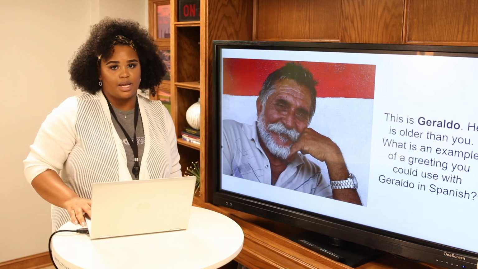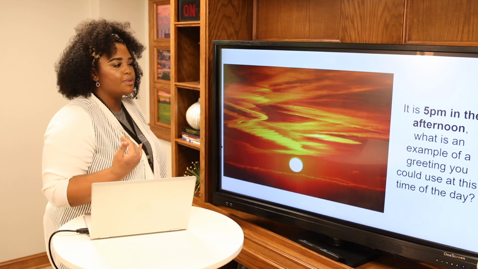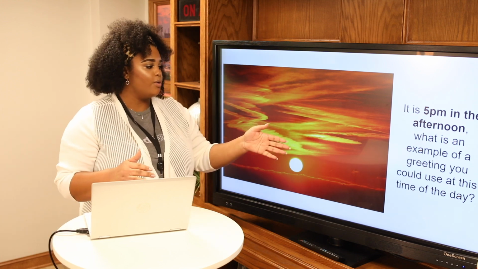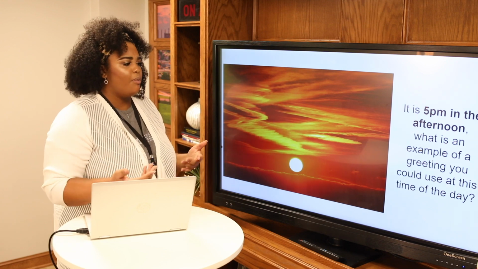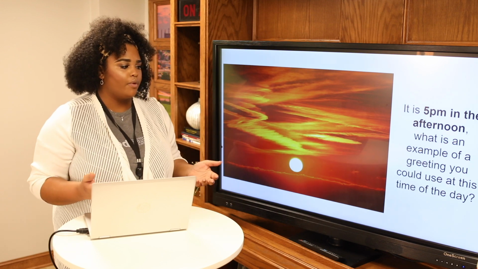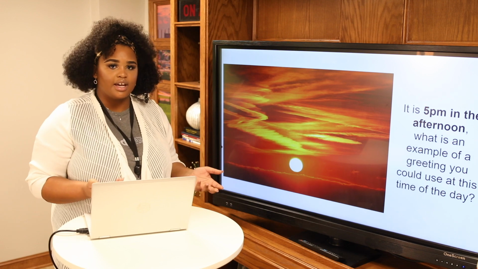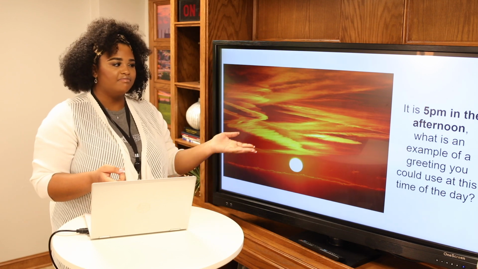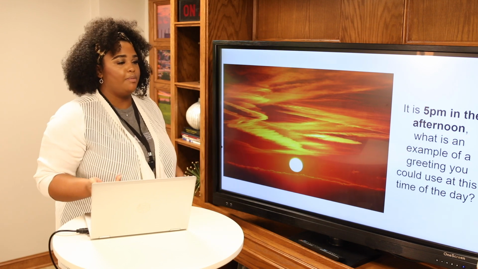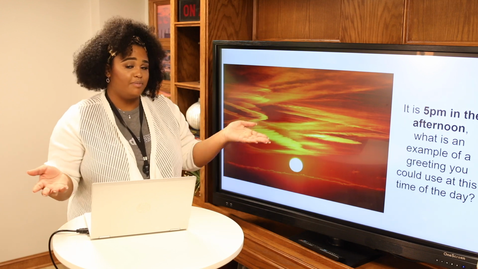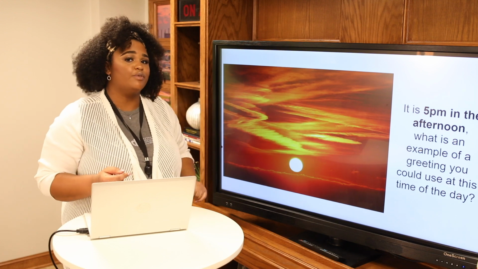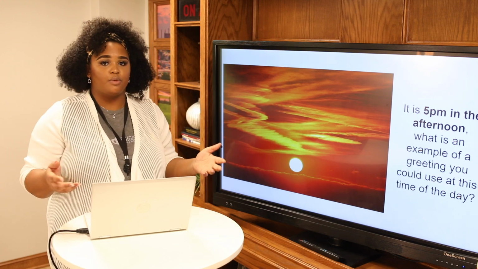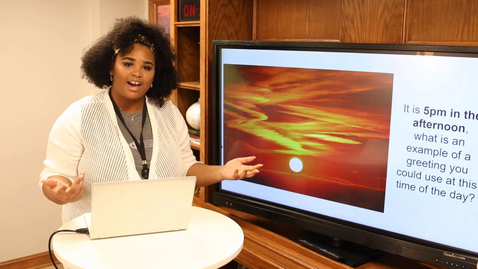Let's try with another example. This time we're more specific with what time it is. So looking at this image, it's 5 p.m. in the afternoon. So I want you to think of an example that you could use at this time of the day. Would it be good morning if it's 5 p.m.? Would it be at night since it's 5 p.m.? Or would the afternoon work the best? I think the afternoon would work the best. So that means we would use buenas tardes.